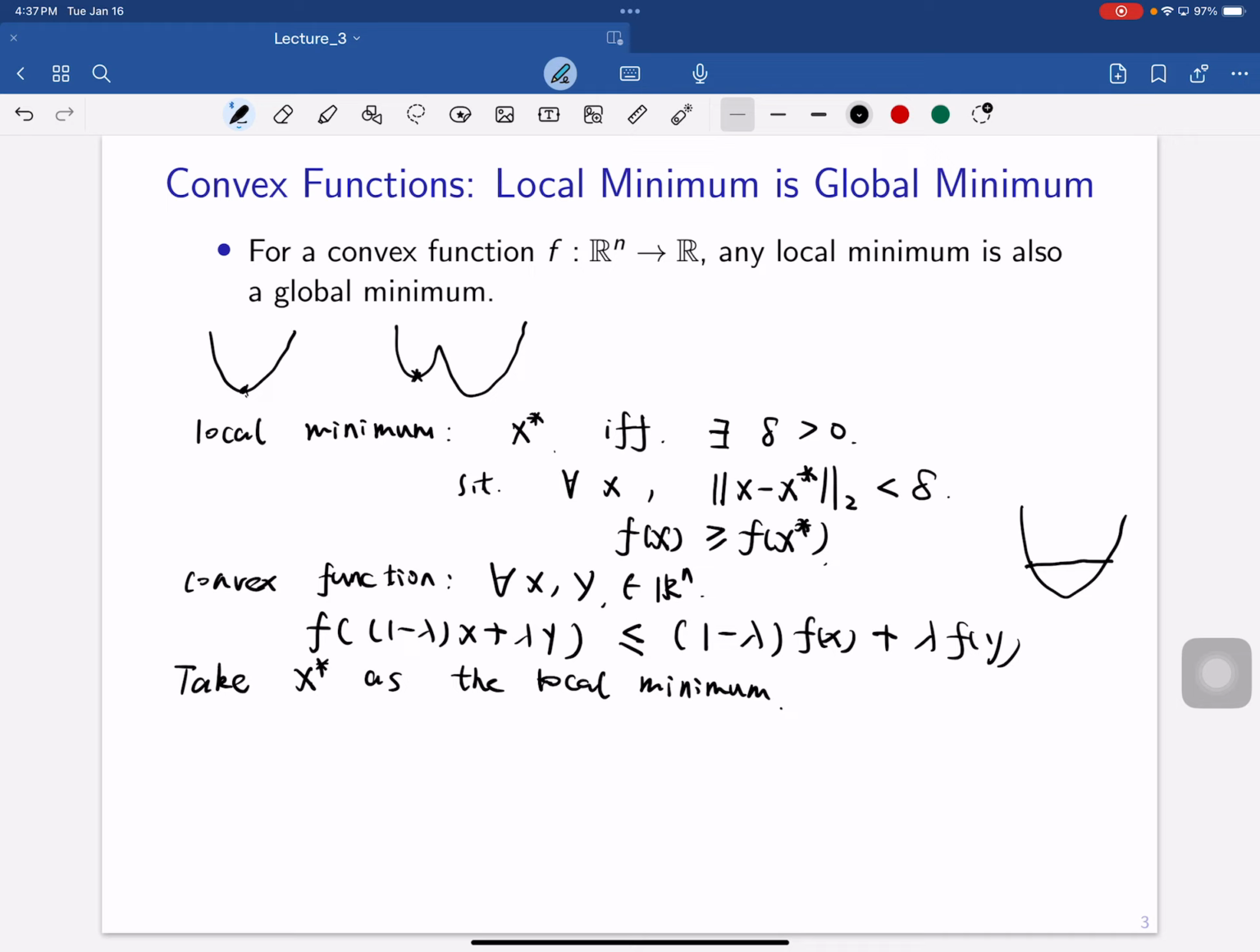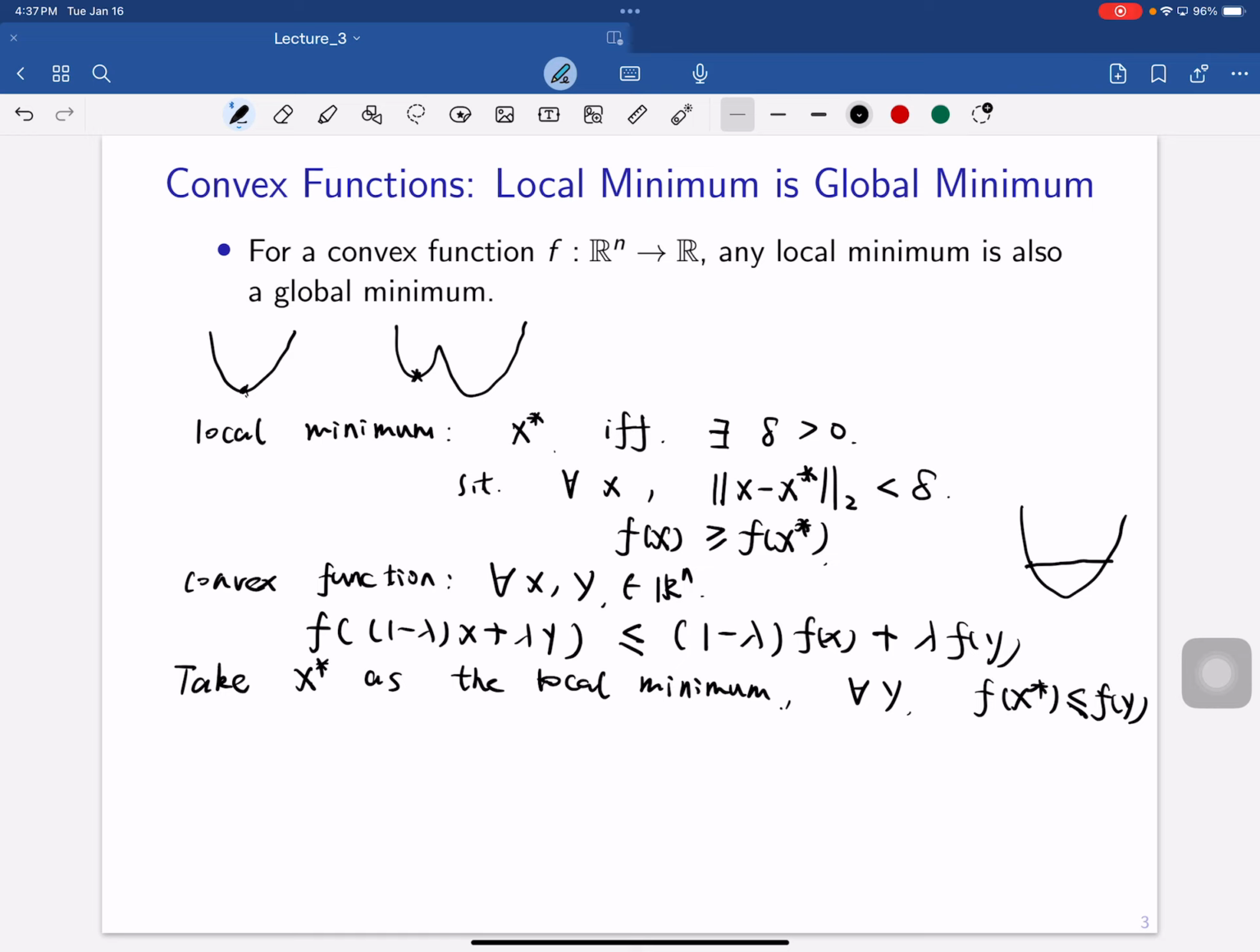Right? So the claim is saying if x star is a local minimum, then it is a global minimum. In other words, let's pick an arbitrary y, then if we can prove that f of x star is less than or equal to f of y, then we are done, right? So that is just another way of saying this claim. If x star is a local minimum, then pick any y in the domain of f, f of x star should be less than or equal to f of y. That's a definition of a global minimum, right?